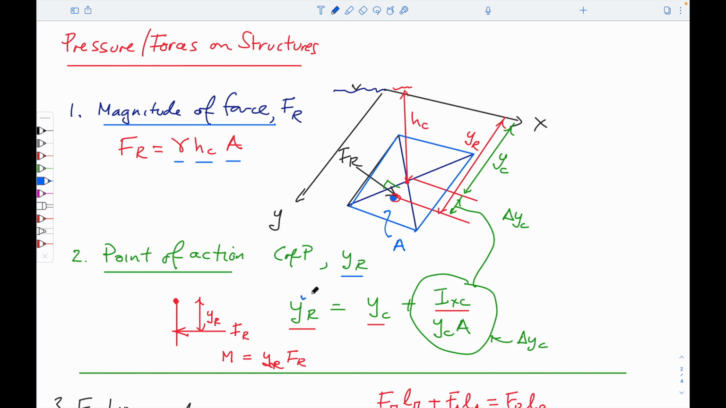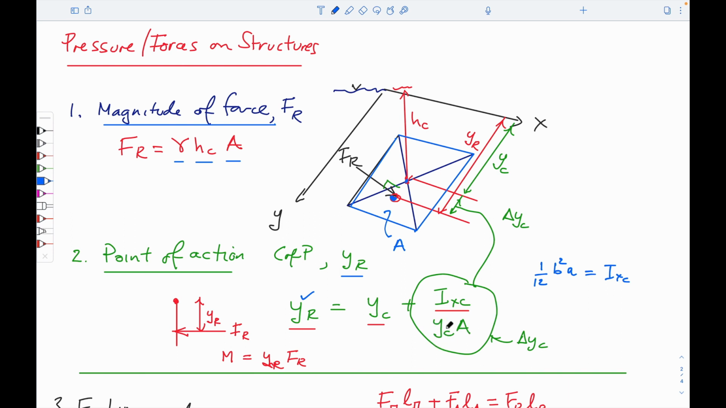And that slope distance is equal to the slope distance of the depth of the centroid plus a small amount delta YC, which is given by this term here. And it's the second moment of area about the centroid, which is a standard result. It depends on the shape; it's something like 1/12 b squared a, or similar expressions.